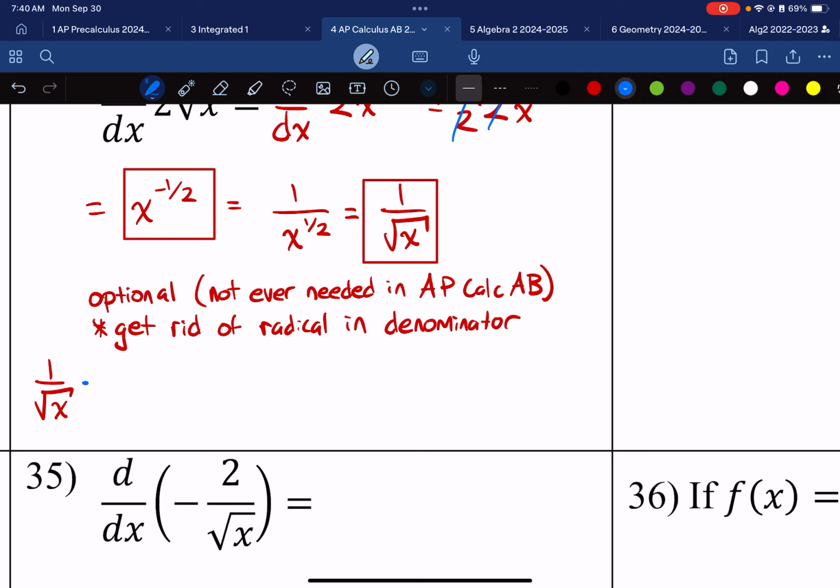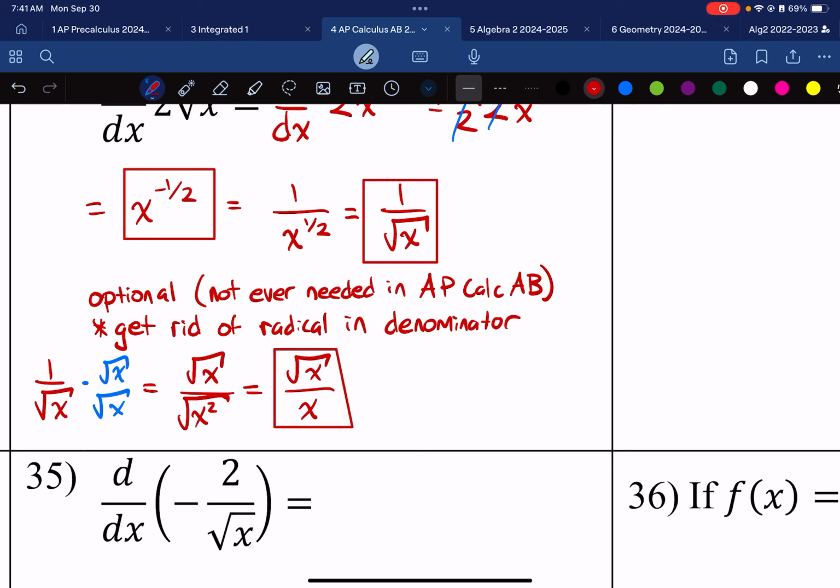Okay, well, you would multiply this by the square root of x, like always. You say this is going to be equal to the square root of x in the numerator, and x squared being square rooted in the denominator, which is just the square root of x in the numerator divided by x. Ta-da, I've done it. There's yet another right answer, but you don't need to do that.